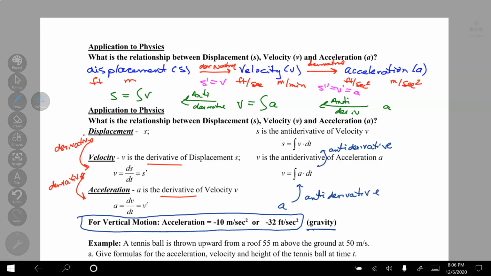So my application to physics, here's a little summary. When I take derivatives of displacement, I get velocity, and when I take that derivative again, I get acceleration. If I take antiderivatives, I go the other way around. And for vertical motion, for things moving up and down, when we throw things up in the air and they come down, we're going to use negative 10 meters per second squared or negative 32 feet per second squared for my gravity, depending on whether I'm using standard American engineering units or the metric system.